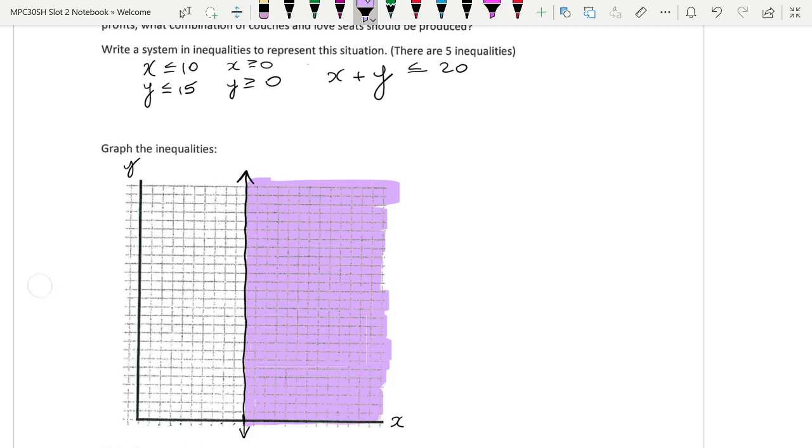Next, y has to be less than or equal to 15. 1, 2, 3, 4, 5, 6, 7, 8, 9, 10, 11, 12, 13, 14, 15. Okay, but it's less than, and I want to shade the part that's not the answer, so I'm kicking out the greater thans. Bye-bye, greater thans. You don't get to count.